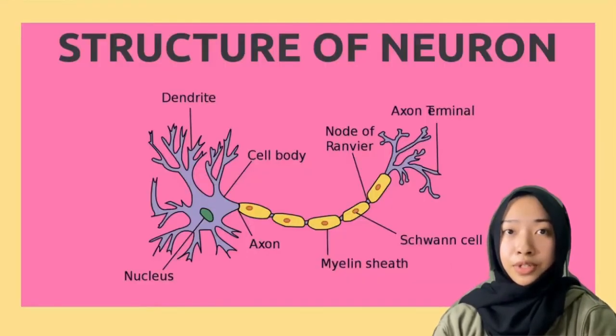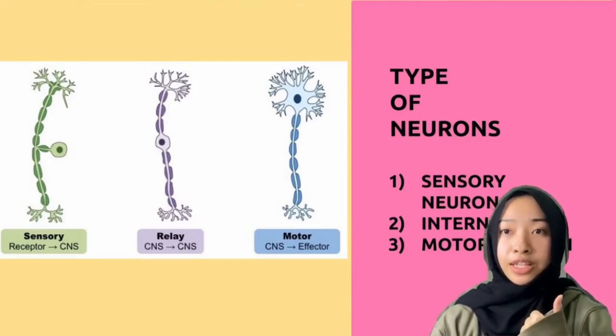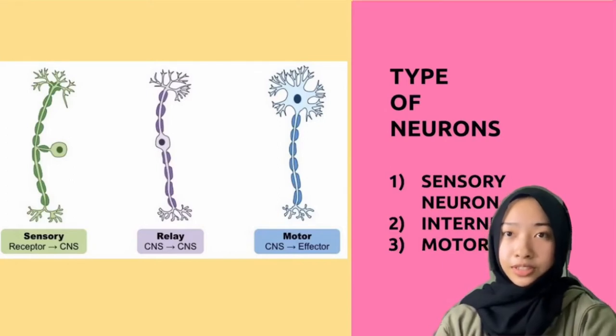Next, we'll look at the structure of a neuron. It consists of dendrite, nucleus, cell body, axon, myelin sheath, Schwann cell, node of Ranvier, and also axon terminal. Next, there are three types of neuron. The first one is sensory neuron, the second one is interneuron, and the third one is motor neuron.